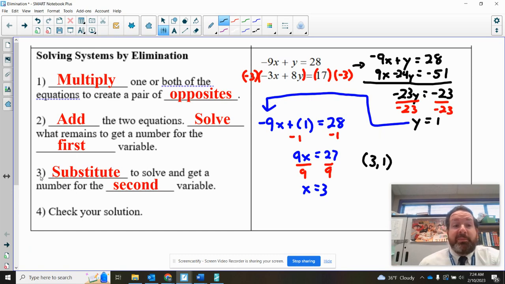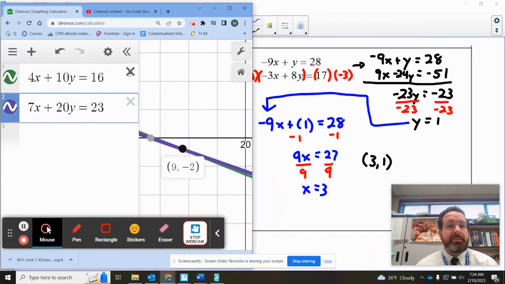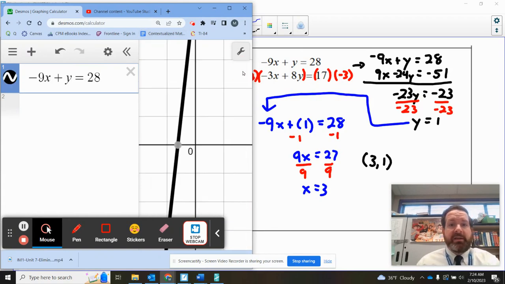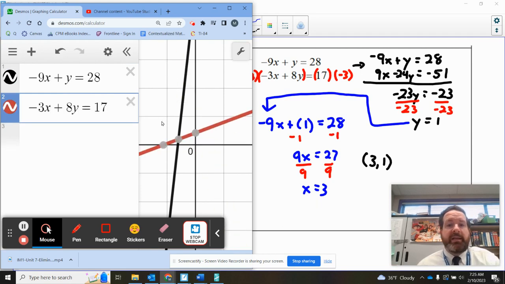So we did the third step here. Once we found that y, the first variable, substitute into one of these two equations to solve for the second variable. Last step, check our solution. So pull up the grapher, put in always the equations you started with, the printed original equations. Negative 9x plus y equals 28. Then the second one, negative 3x plus 8y equals 17. And then let's see what we got.